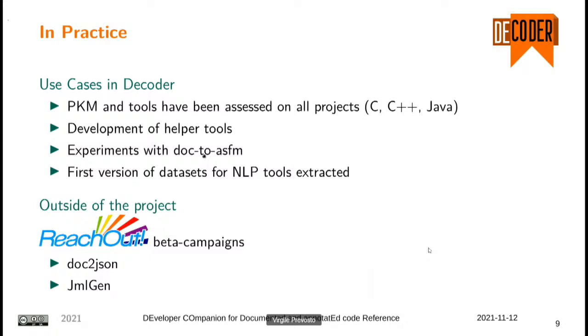Outside of the project, there are two reach-out beta testing campaigns for the Doc2 JSON, the name of the Doc2 ASFM tool, and the GMLGen generator of specifications, that can be tried out by everyone interested.